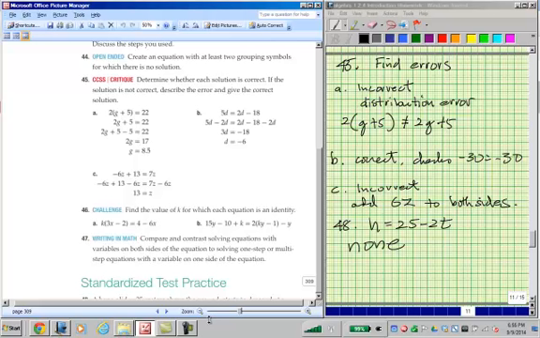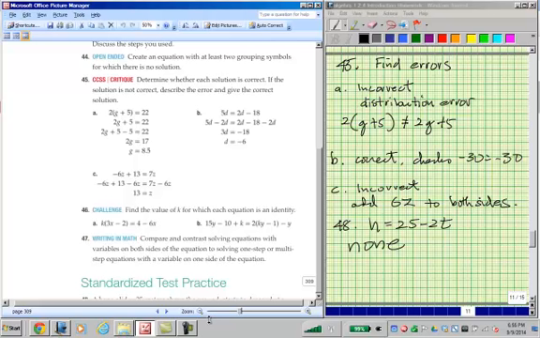Okay, B. Well, I checked it, and it checks. Negative 30 equals negative 30. B is correct. C is incorrect. It doesn't check. He should have added 6Z to both sides. He subtracted 6B from both. I don't know what he was thinking. Well, we all make our mistakes.